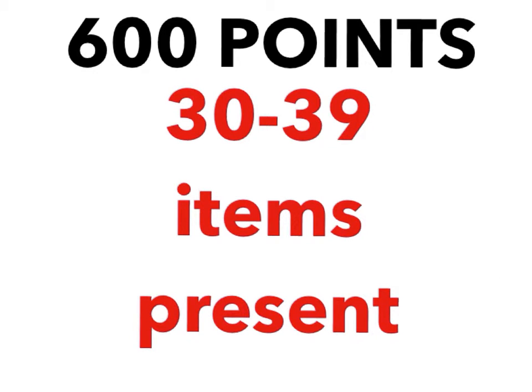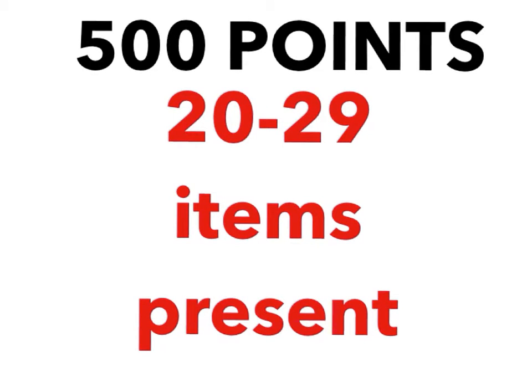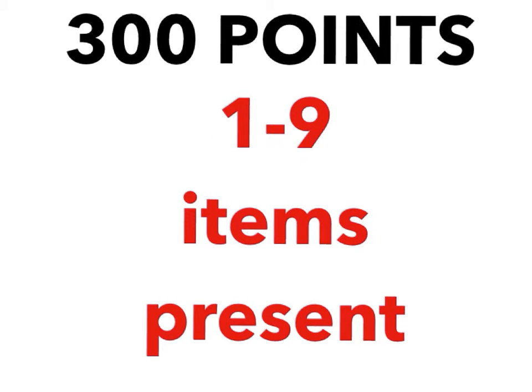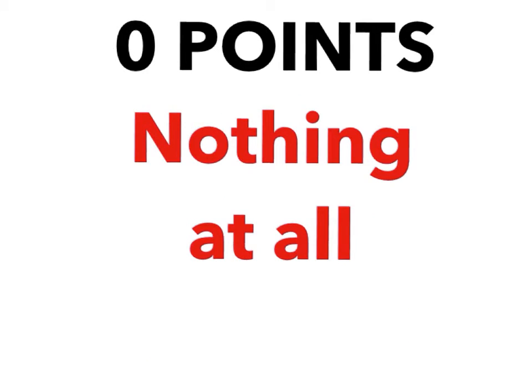If you have between 30 and 39 items, it's 600 points. 20 to 29 is 500. 10 to 19 is 400, extremely generous. 1 to 9 is still 300 points. That's way too generous. And if you have nothing at all, it is 0.